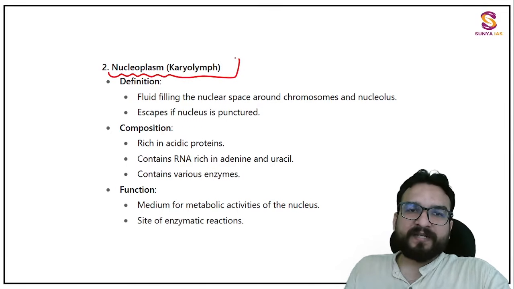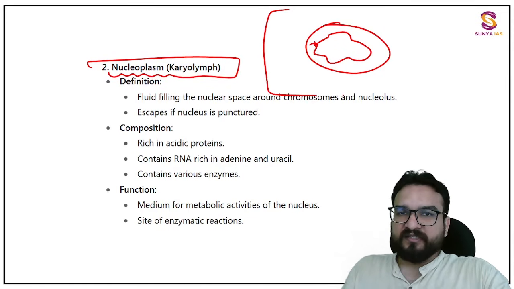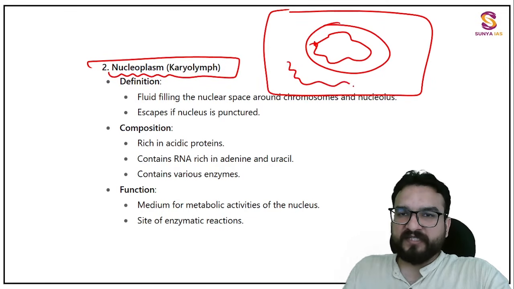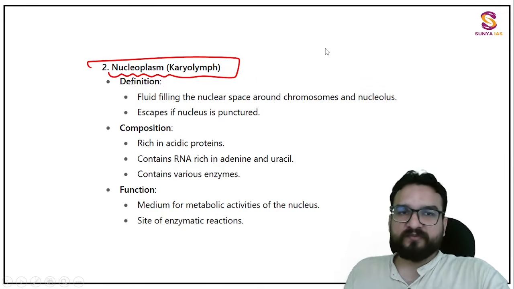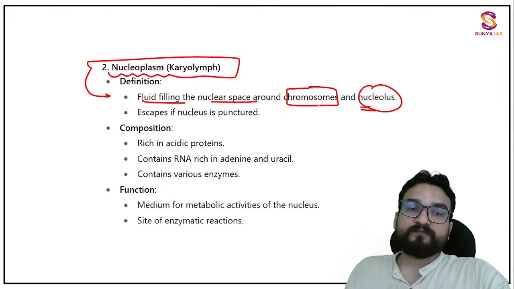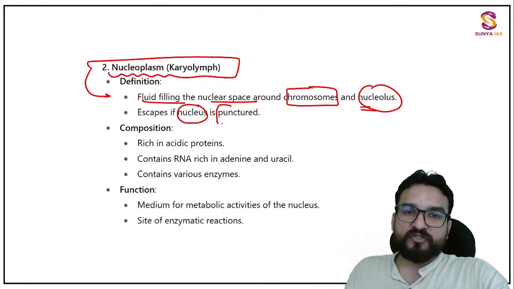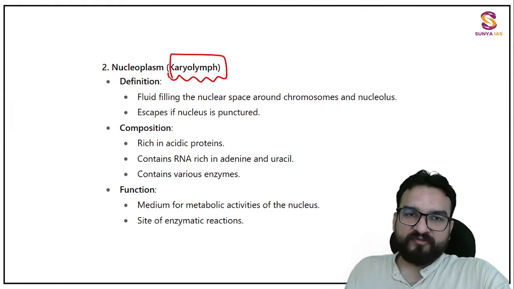One is the nucleoplasm. Nucleoplasm is the liquid present inside the nucleus. The cytoplasm is the liquid present inside the cell, right? Protoplasm will be including both of them. So nucleoplasm is a fluid filling the nuclear space around chromosomes and nucleolus. It escapes if the nucleus is punctured, and this is also known as karyolymph.